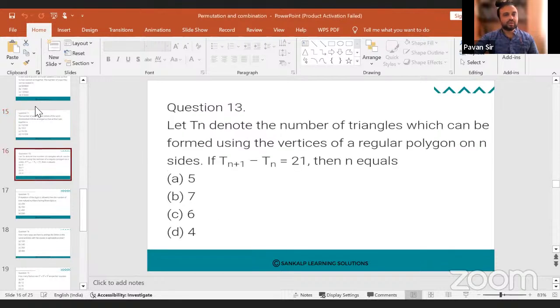Okay, try to calculate this. Let Tn denote the number of triangles which can be formed using the vertices of a regular polygon of n sides. If Tn plus 1 minus Tn is equal to 21, then n equals what? 5, 7, 6, 4 are the four options. Just try to calculate it and get the answer.